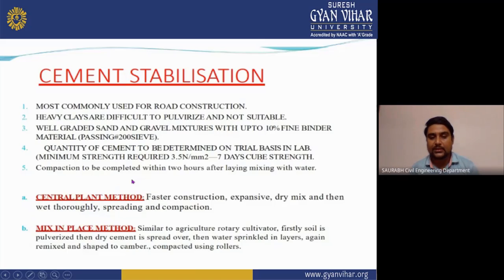In the general plant method, there is also faster construction: expensive dry mix, then wet thoroughly, then spreading and compaction. The mixing in place method is similar to an agricultural rotary cultivator. Firstly, the soil is pulverized, then dry cement is spread over. Then water is sprinkled in layers, again remixed, and shaped to camber and compacted using a roller.